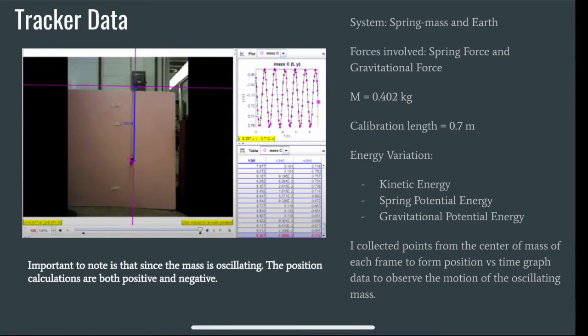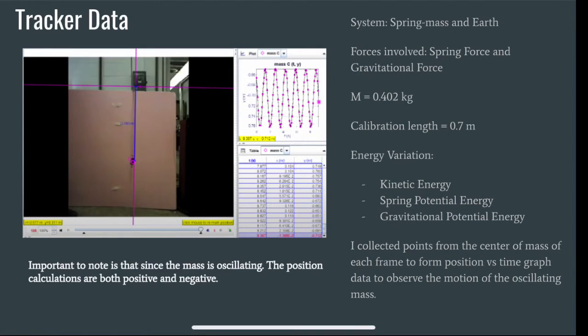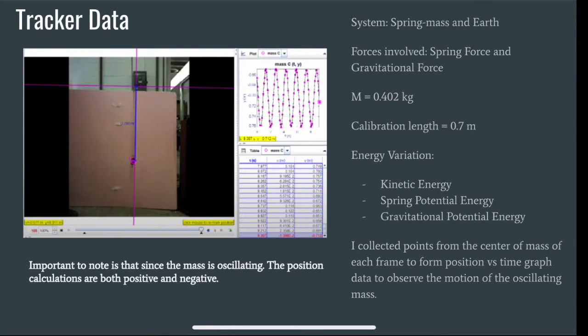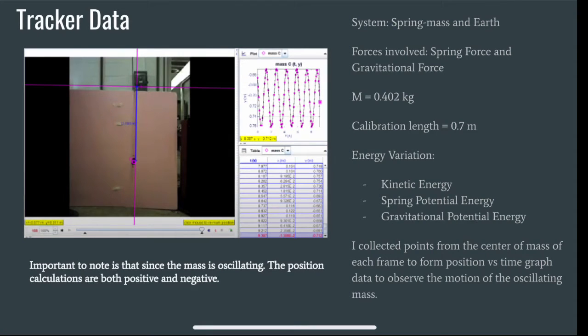The forces involved are the spring force and the gravitational force. And then additionally, the energies that we'll be looking at will be kinetic energy, the spring potential energy, and the gravitational potential energy. And again, the entire purpose of using Tracker was to collect points from the center of mass of each frame to form a position versus time graph, which is the one shown to the right, to observe the motion of the oscillating mass.